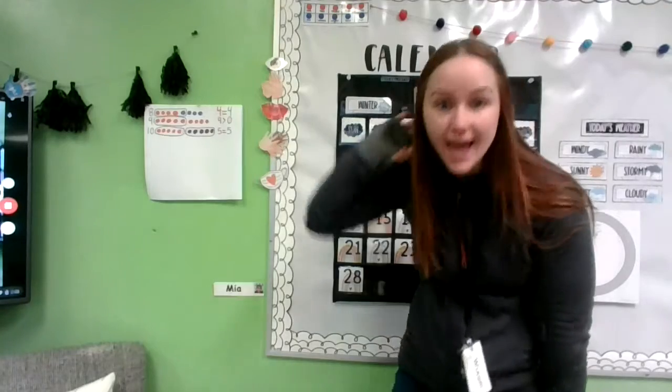1, 2, 3, 4, 5, 6, 7, 8, 9, 10. The number 10 is 2 groups of 5. I can show the number 10 with my fingers, with the number 1 and a 0. And in my 10 frame, look, I have a full 10 frame. I have 5 red on the top row and 5 blue on the bottom row. So I know this 10 frame is full, so it must mean that it is 1 group of 10.